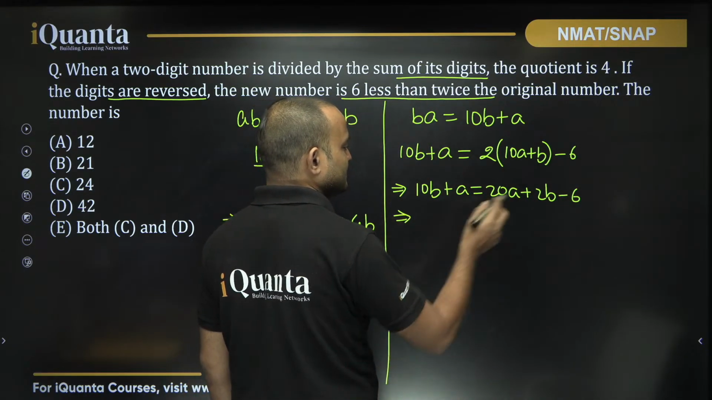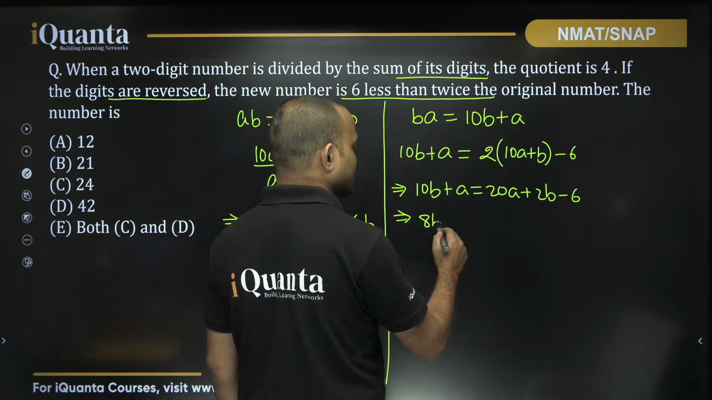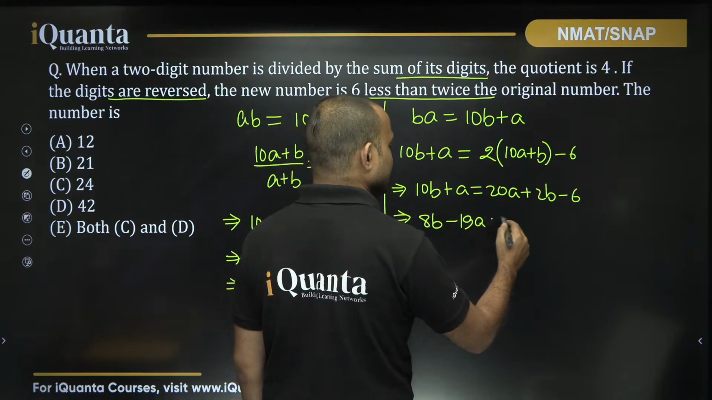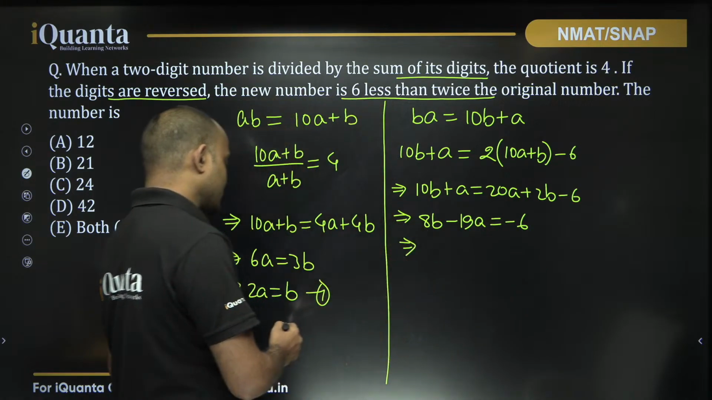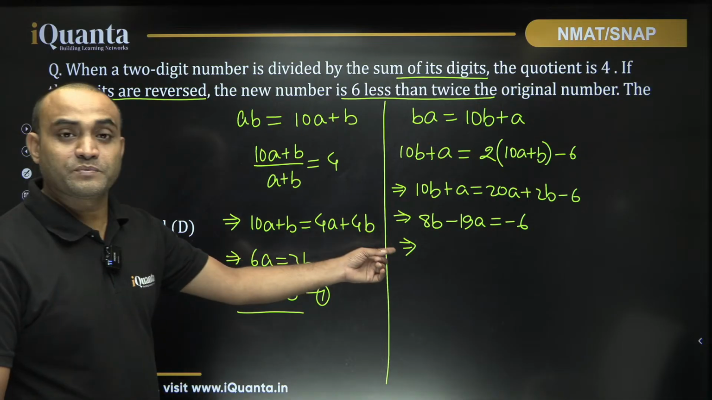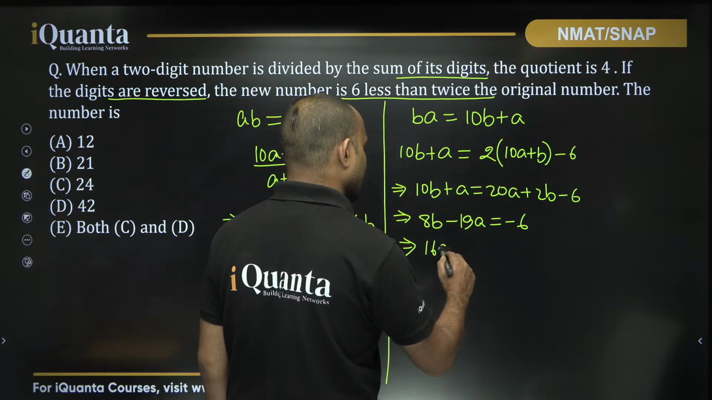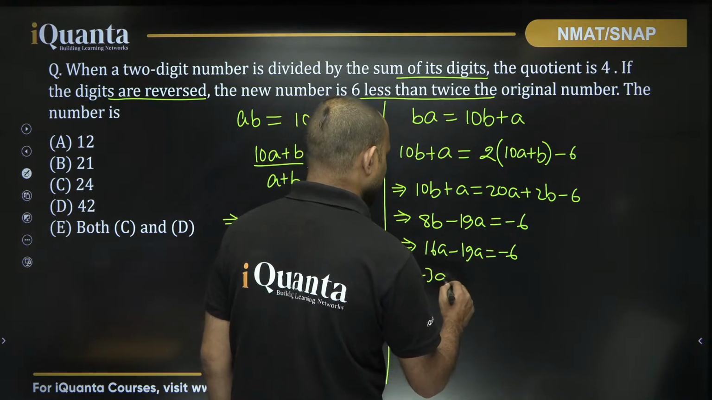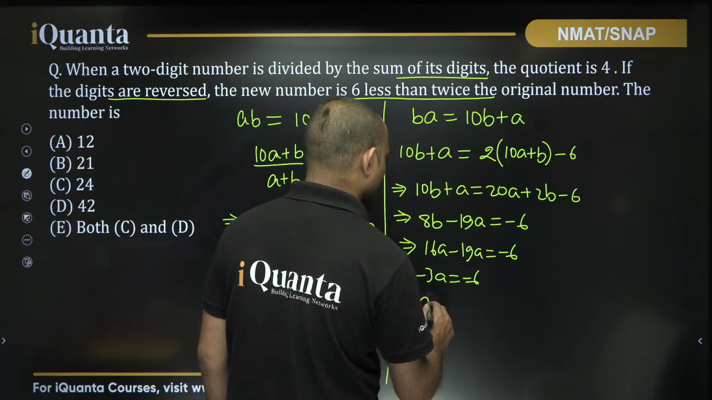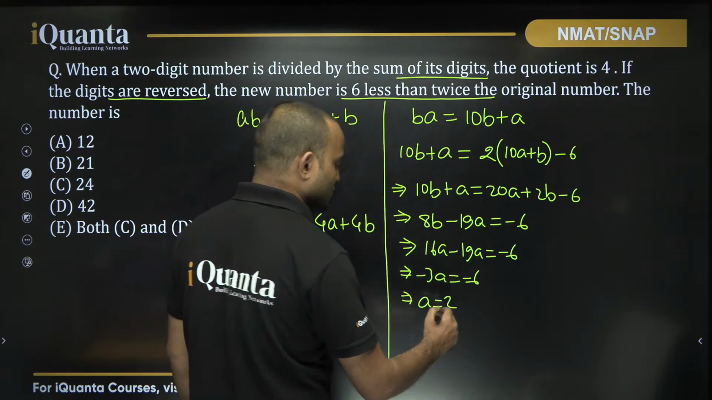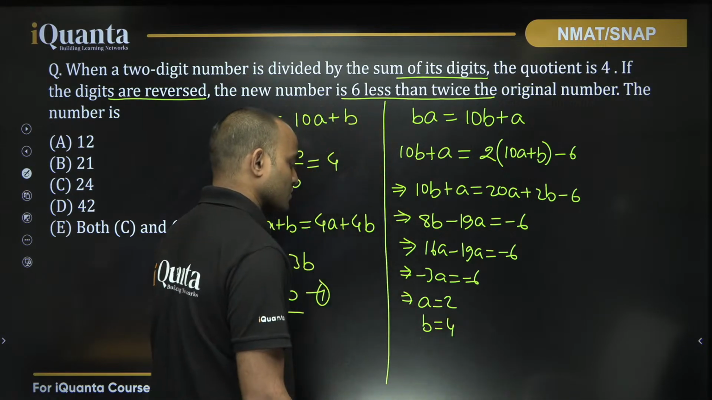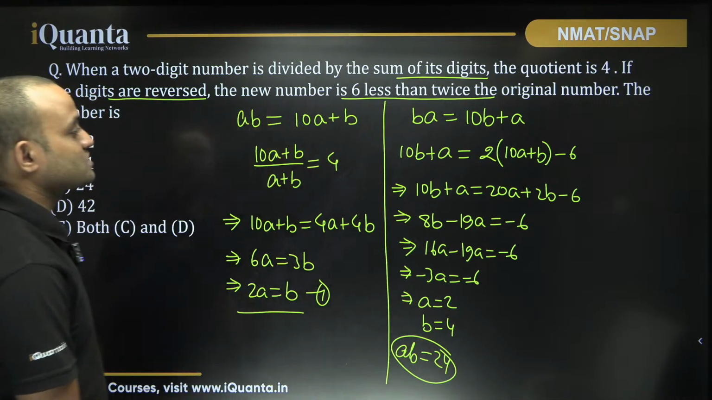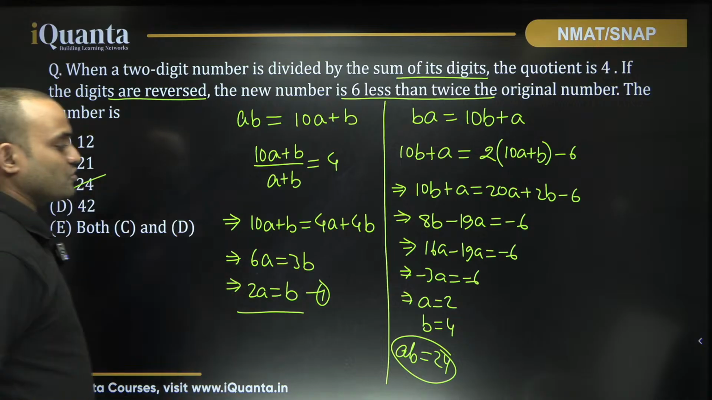Or we can say 10B minus 2B is 8B, minus 19A is equal to minus 6. Now from here, see, B is equal to 2A, so 8B is equal to 16A. So 16A minus 19A is equal to minus 6, or minus 3A is equal to minus 6, or A is equal to 2. If A is equal to 2, we can say B will be equal to 4, and the number AB will be equal to 24. Question is, the number is 24, option C.